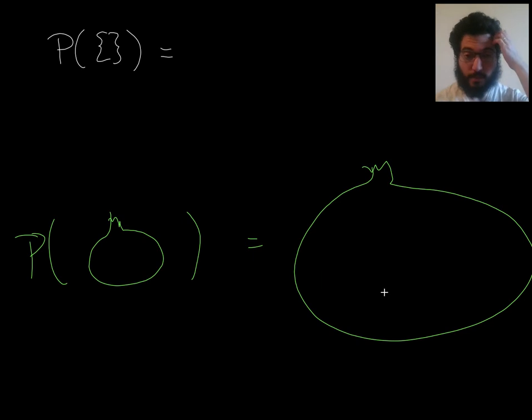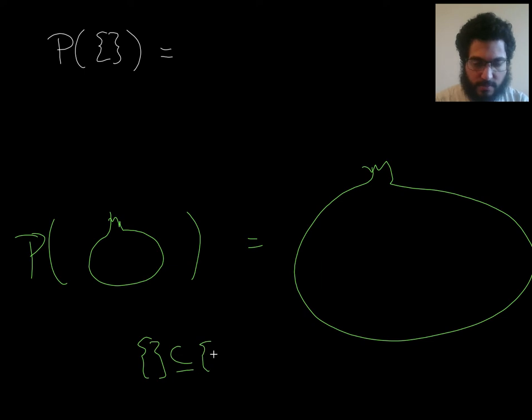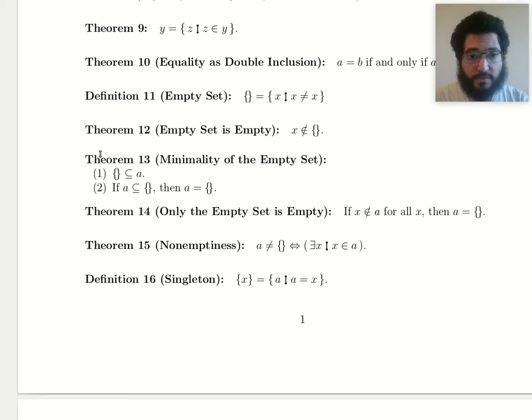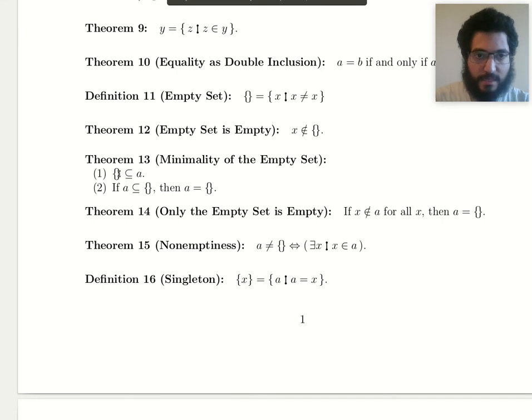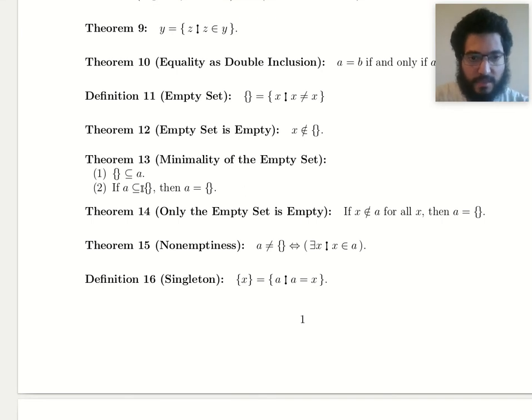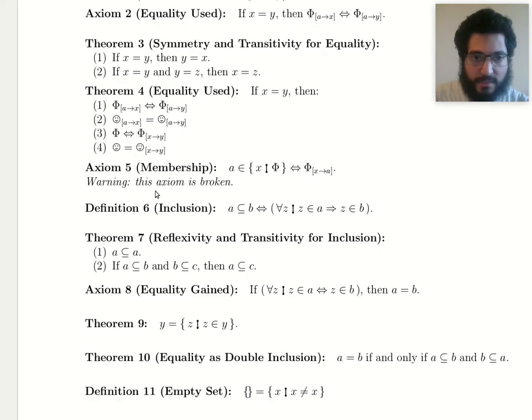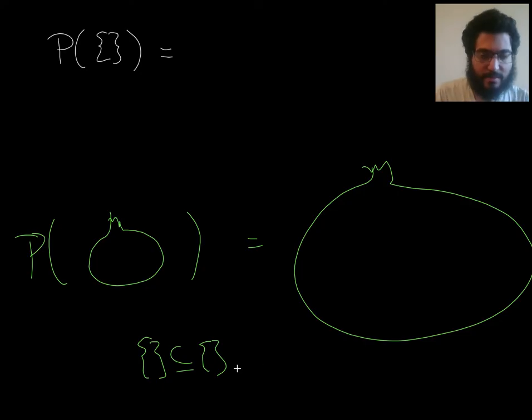Well, the empty set is a subset of itself. Like, this is true. There are two reasons for that, actually. One reason is this idea in Theorem 13, the minimality of the empty set, that it is a subset of any given set. So the empty set is a subset of anything, including itself. And another reason is the idea that inclusion is reflexive. The subset relationship is reflexive, so anything is a subset of itself. Okay, so we have very good reasons for believing that the empty set is a subset of itself.